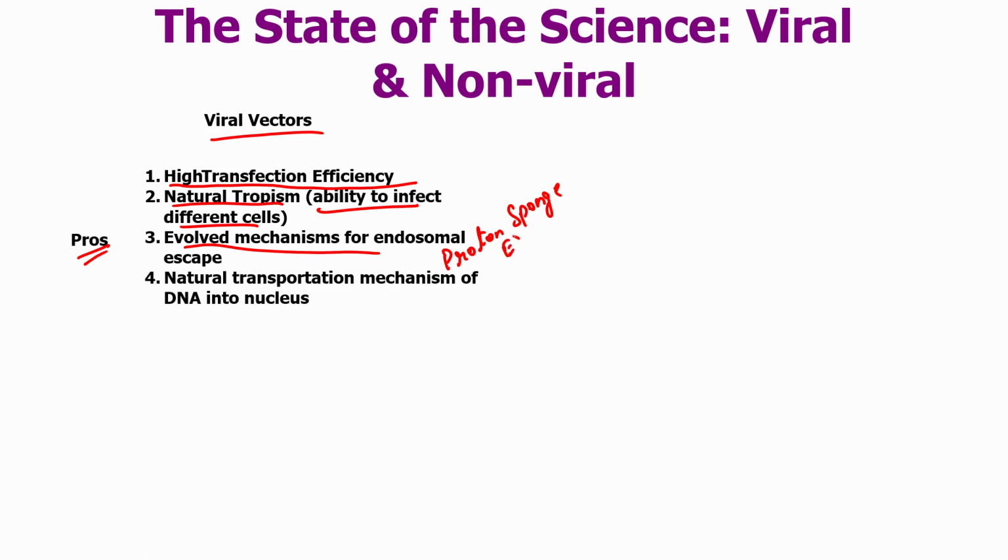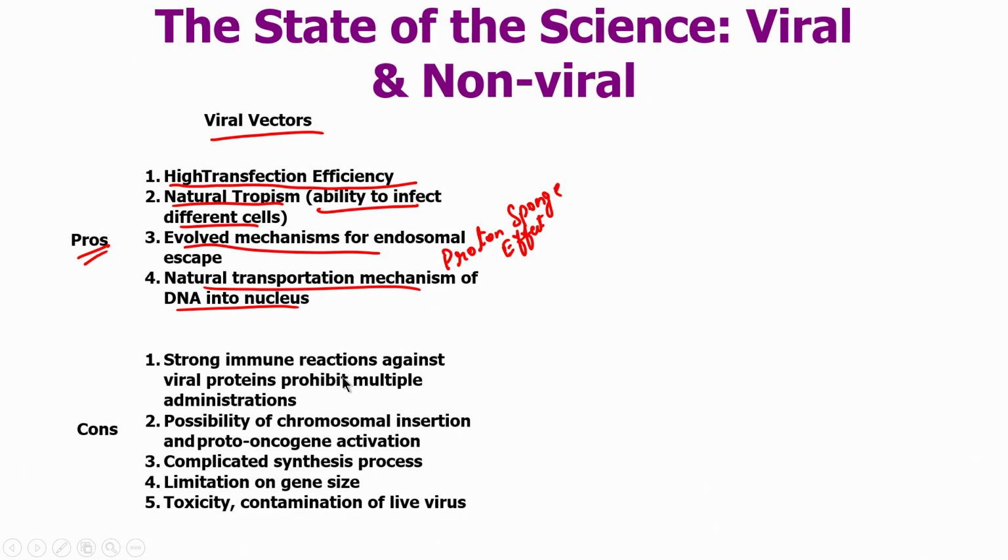In this case, their coat protein was acting as a proton sponge, and then they also have mechanisms for transportation of the DNA into the nucleus. So, again they are well adapted in overcoming all these challenges, and that is why they are one of the most ideal systems when you consider their efficiency in gene transfection.